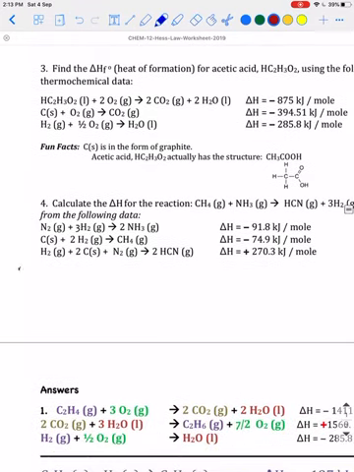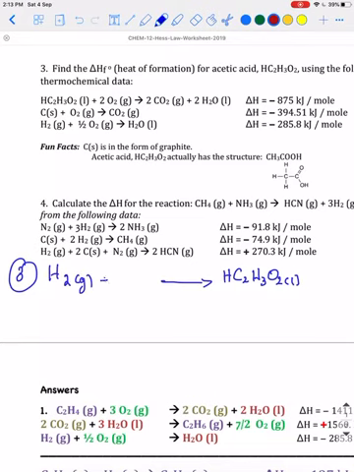So in number 3, we have to find, as we said, delta H for the formation of acetic acid. Acetic acid is formed from its own components. Hydrogen exists as H2, carbon as solid carbon, and oxygen as O2 gas, but it needs balancing. This will be 2 hydrogen and 2 carbon, and we have 2 oxygen, and for this one I need to find delta H.